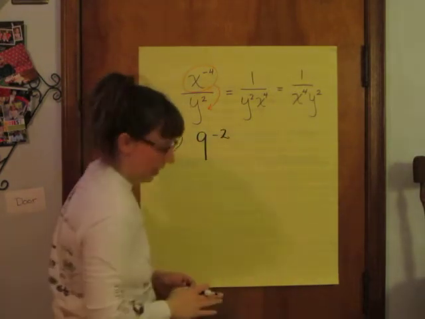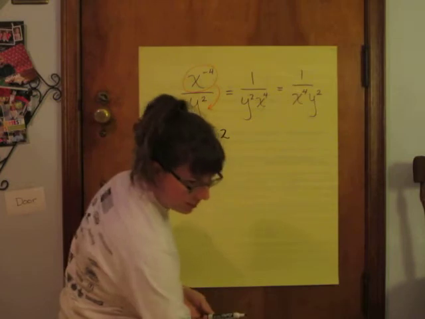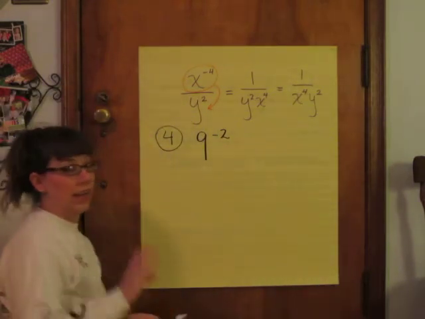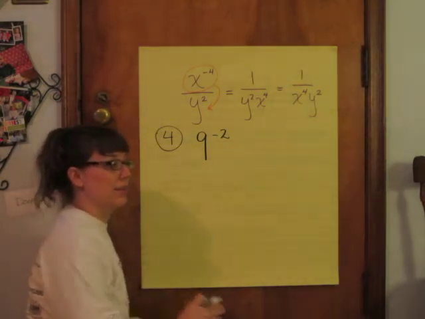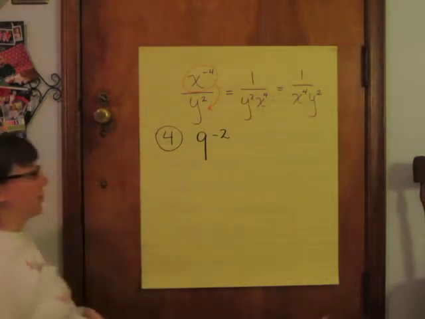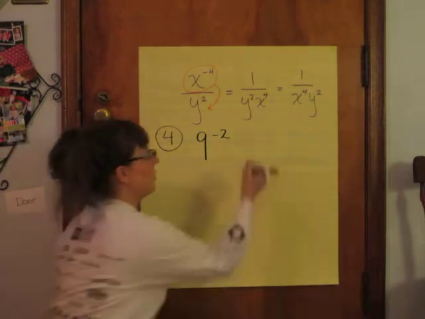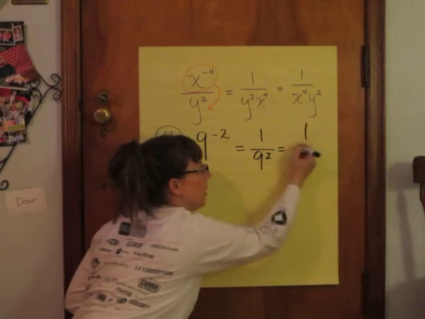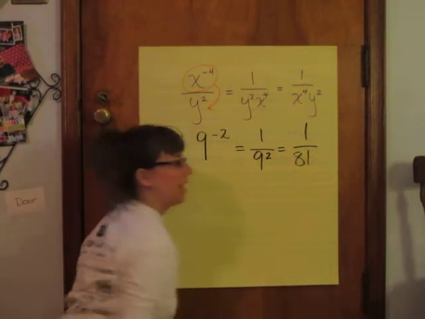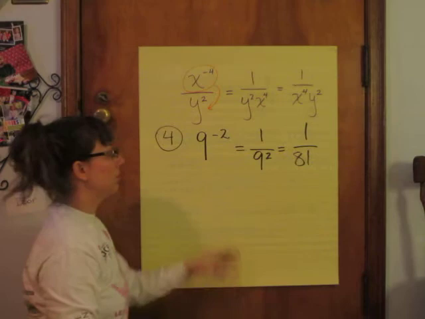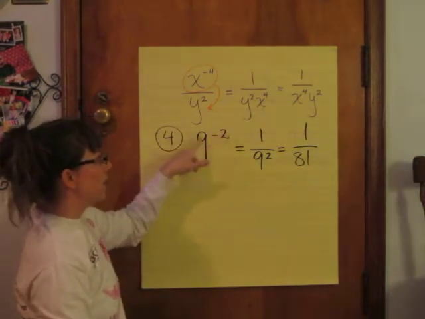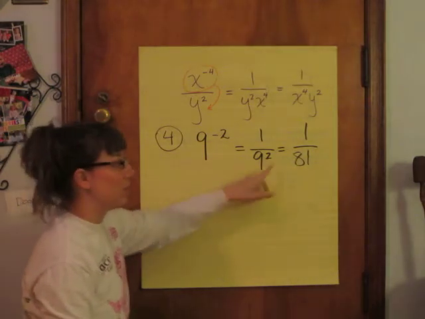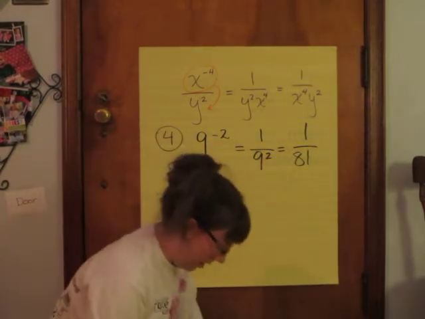9 to the negative 2nd. So I'm going to give you just about 10-15 seconds to try that on your own. And again, I'm not giving you a lot of time because it takes forever to upload these videos to YouTube. Okay, so did you get 1 over 9 squared or 1 over 81? That's it. 9 to the negative 2nd means move it to the bottom, hold the place with a 1 because there's nothing up there anymore. 9 squared is 81.